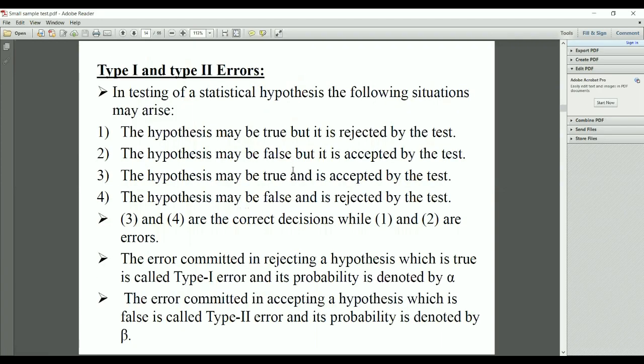So what are type 1 and type 2 errors? In testing a statistical hypothesis, the following situations may arise. Sometimes when you test, the person is positive but the test says negative, that is a false positive. This is happening in many places right now. But what is the type 1 error and type 2 error? This is the main concept you use.